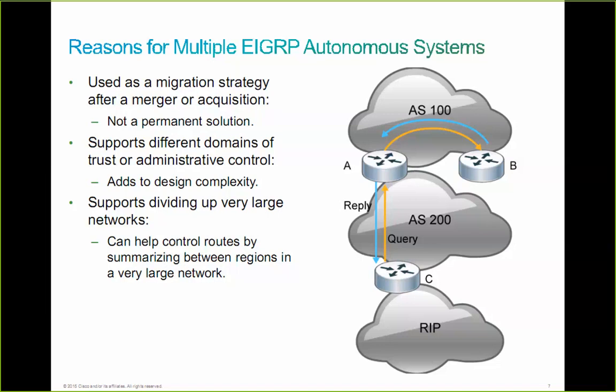The biggest thing that we consider when we're looking at multiple autonomous systems is that it's primarily a stopgap measure. It's a temporary thing. It's not a permanent thing. Okay? So have you ever run into a scenario where you've had multiple autonomous systems before? Related to different routing protocols, right? Not two EIGRP ASs, but OSPF into EIGRP or BGP into EIGRP or whatever. Yeah, absolutely.